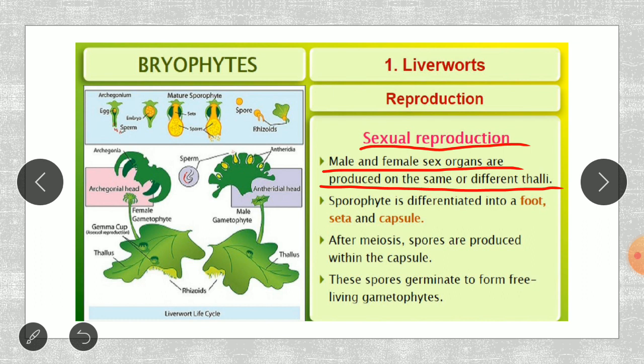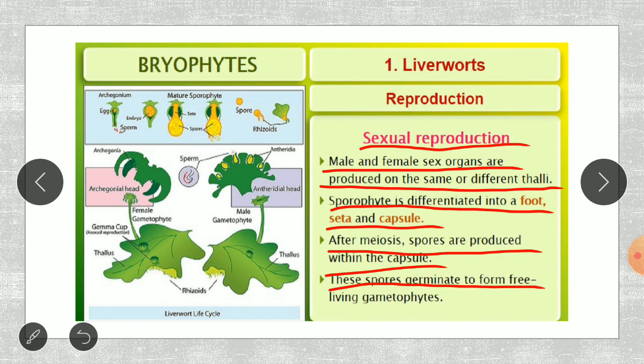In the sporophyte, we can see that it is differentiated into foot, seta and the capsule. After meiosis, spores are produced within the capsule and these spores germinate to form a free living gametophyte. This is what we already studied earlier in the reproduction in the bryophytes.